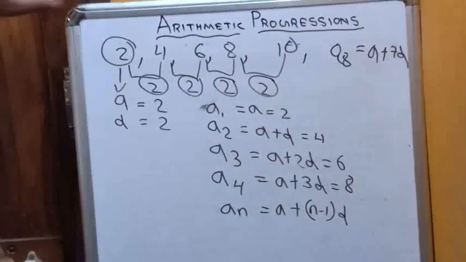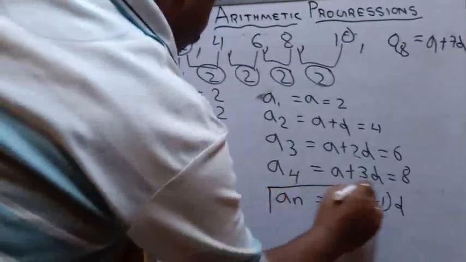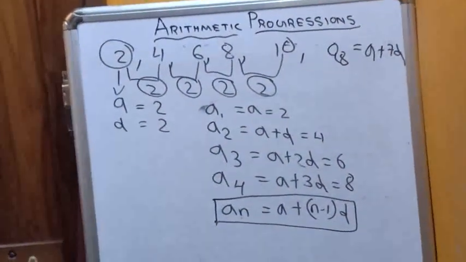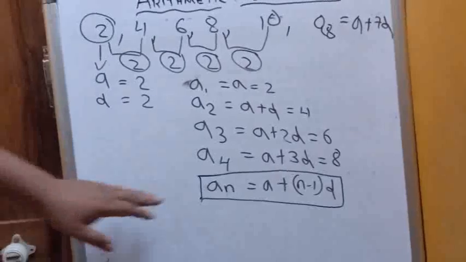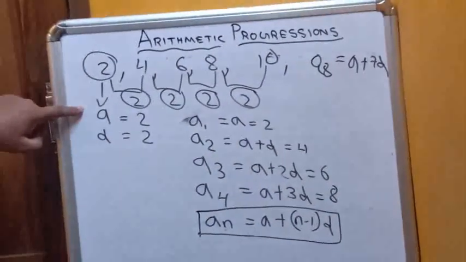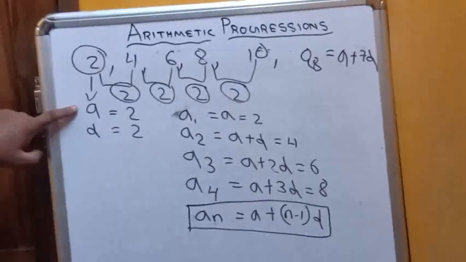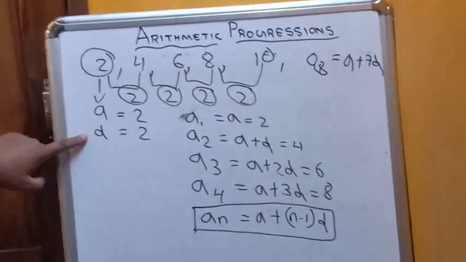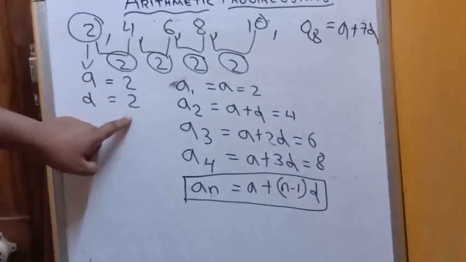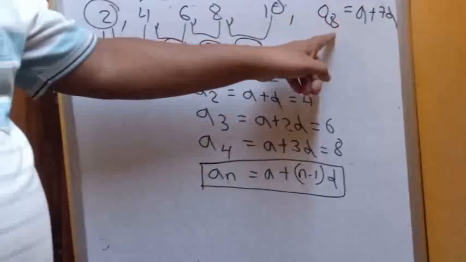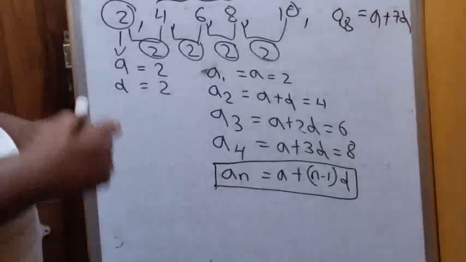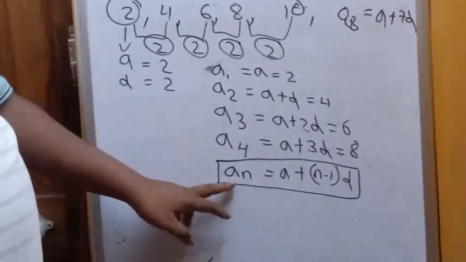Clear? So this is your formula: An equals A plus n minus 1 into D. So what do you have to know here? First, you have to know the first term A, and you have to see whether a common difference is there or not, D. He is asking about the 8th term. The 8th term means A plus 7D. So in this formula you can put A8.